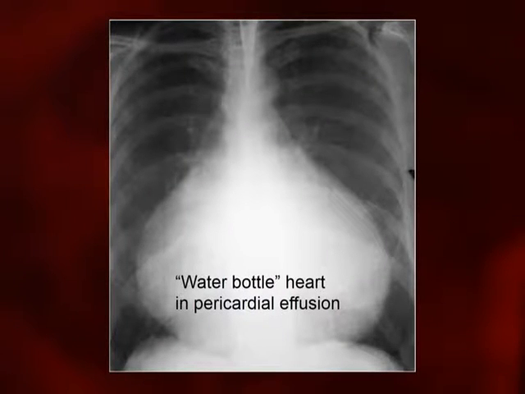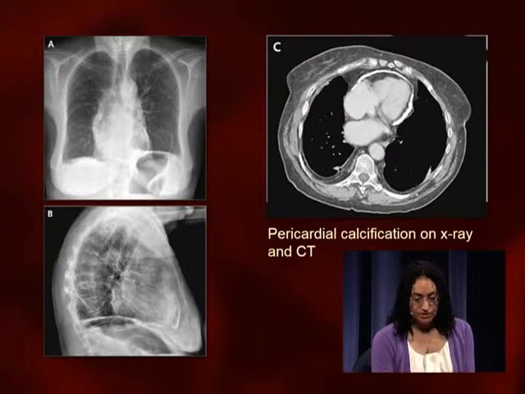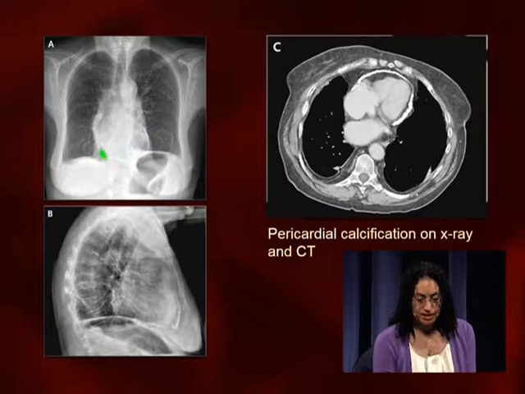This is the water bottle heart that you would see in a severe pericardial effusion. And on this chest X-ray, we see an outline of calcium in the pericardium. You can see it both on the PA and on the lateral, just outlining the entire pericardium there at the base of the heart. And here's how it would appear on CT scan, and that's classic for constrictive pericarditis, which we'll go into in great detail later.